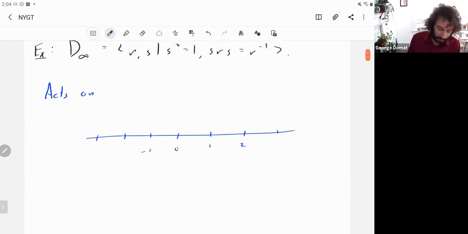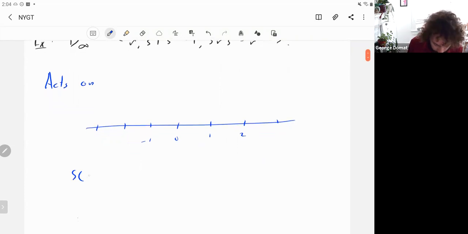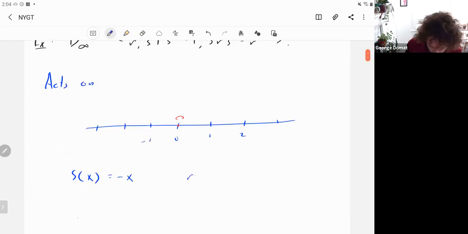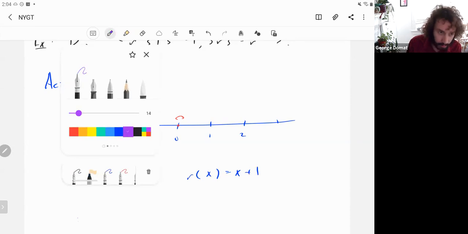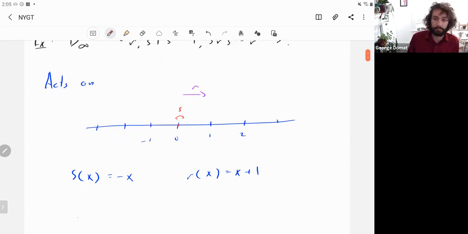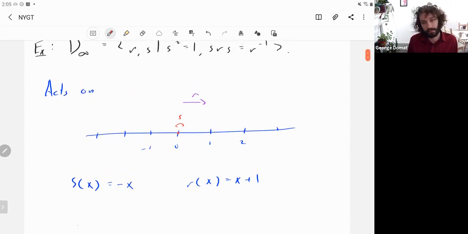Okay, and how does it act? Well, it has two generators. Let me just tell you how they work. S of x is going to take x to minus x. So this is just going to flip the whole thing about the origin. And then R is just going to act by translation. R will just translate by 1. Great. Okay, so now we have an action on a tree.